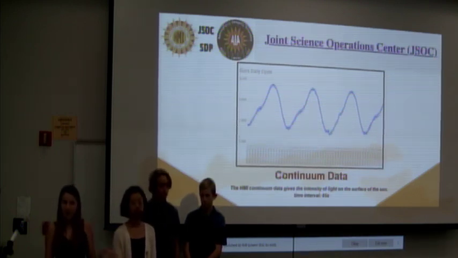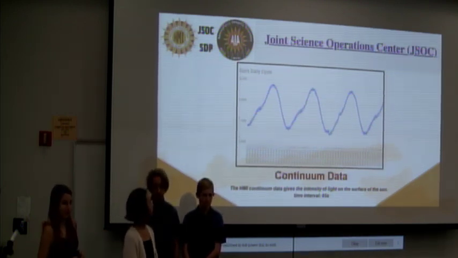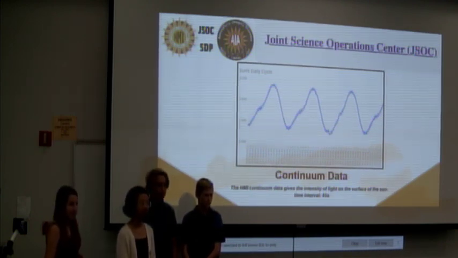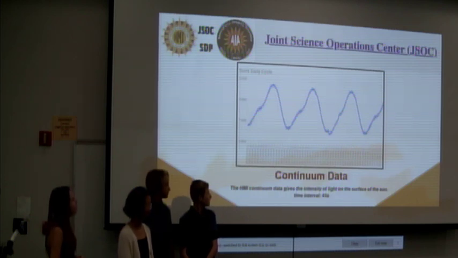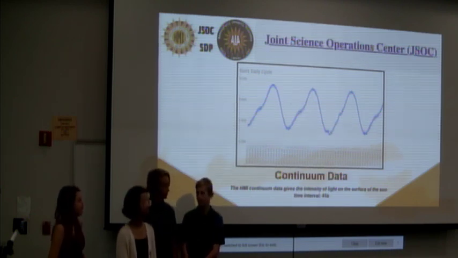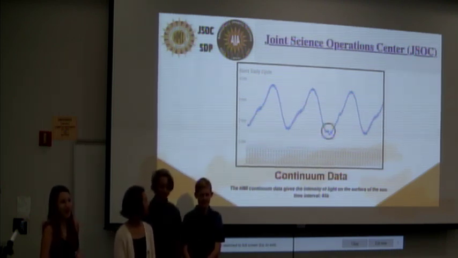And each one of these peaks is a day. Can anyone tell me where the Venus transit is during this? Does anybody know? Yes? It's the drop after the second peak. Yeah, so it's right there.